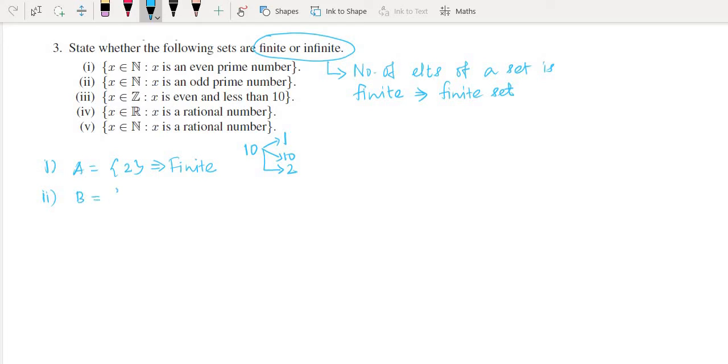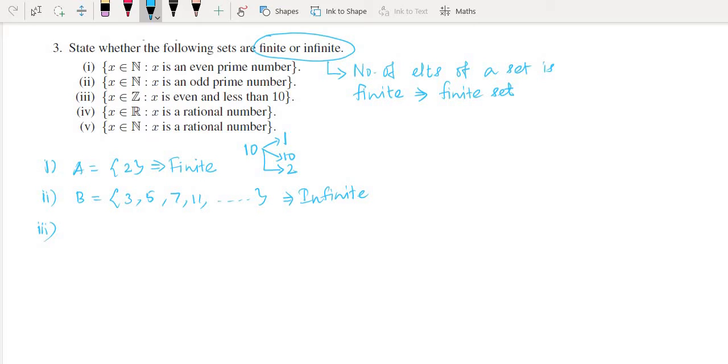And the second one, set of all natural numbers such that x is an odd prime number. So if we take odd prime numbers, it will start from 3, 5, 7, 11, 13, etc. So this set has infinitely many elements. So this is an infinite set.